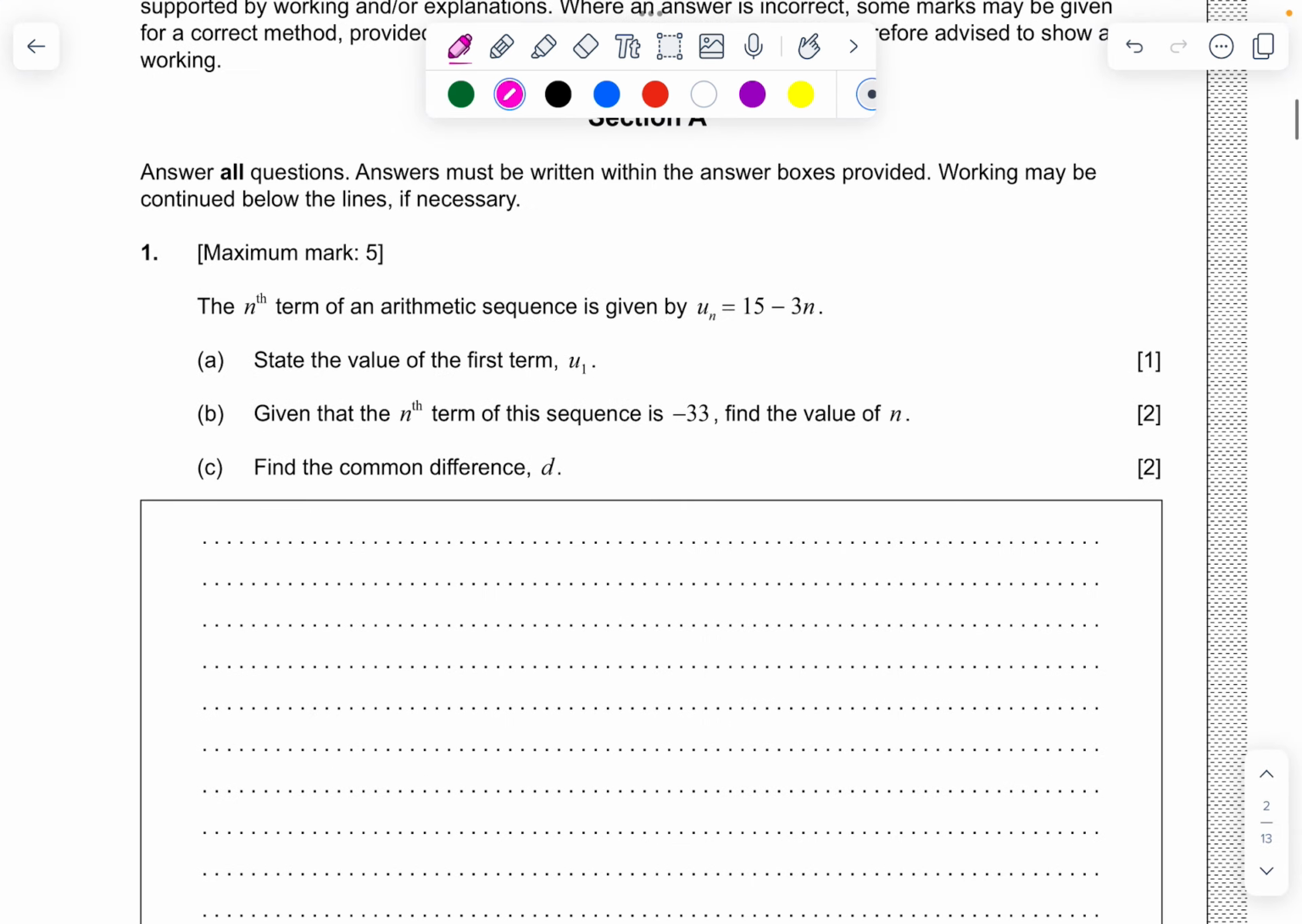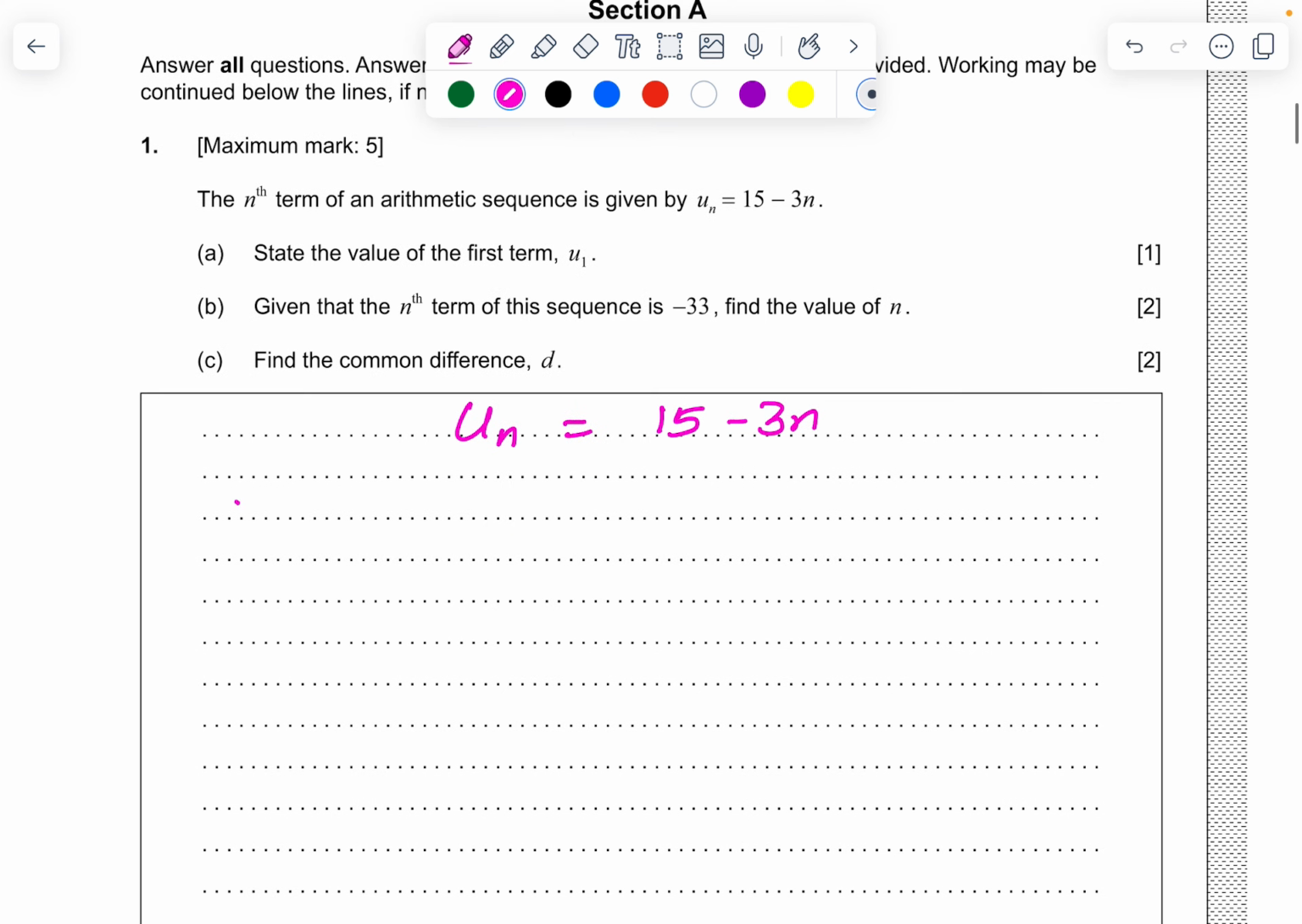Question number 1. The nth term of an arithmetic sequence is given by the formula u_n equals 15 minus 3n. Find the first term. First term means n equals 1. So u1 equals 15 minus 3 times 1, which is 15 minus 3, which is 12.